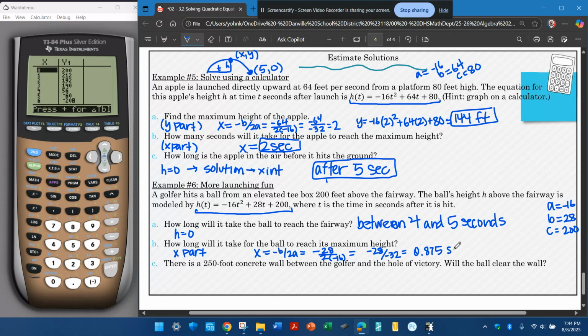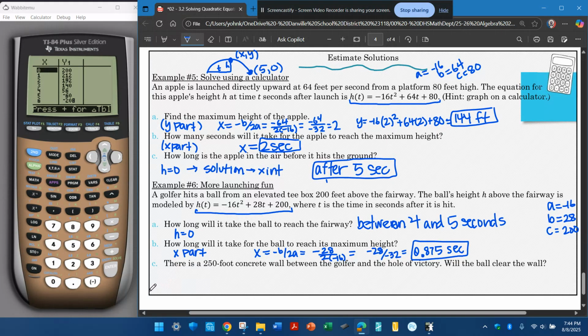That gives me 0.875 seconds. Wow, it takes less than a second for that golf ball to reach its maximum height, but it takes between 4 and 5 seconds for it to actually come down. Interesting. Okay, letter C. There is a 250-foot concrete wall between the golfer and the hole of victory. Will the ball clear the wall?